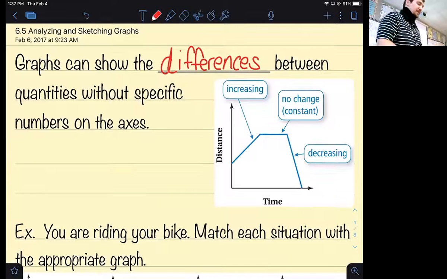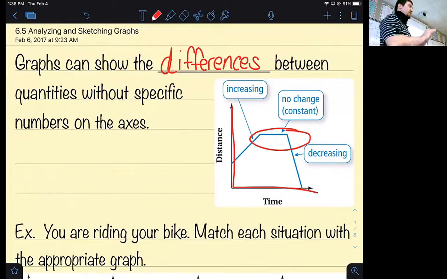Graphs can show the differences between quantities without specific numbers on the axes. We look at this graph, you're doing distance over time. So that little section of graph where it's completely flat shows that you're not moving because your distance isn't changing. Okay, that shows you're not moving. Go ahead and write that down right there. You're not moving.